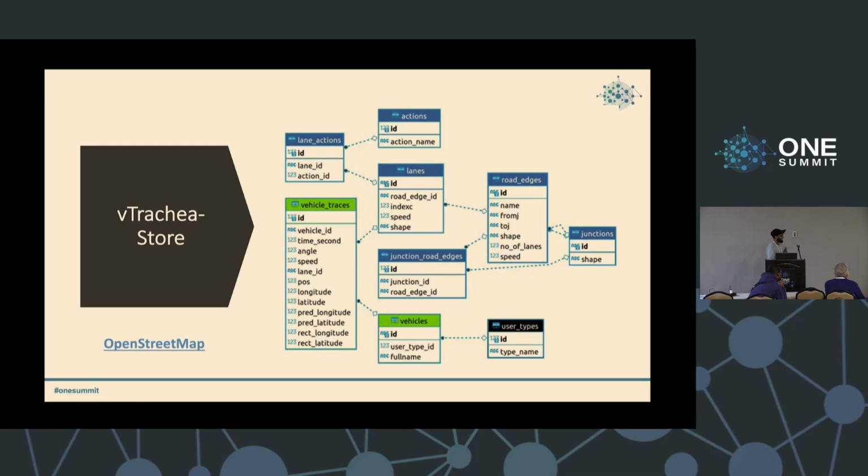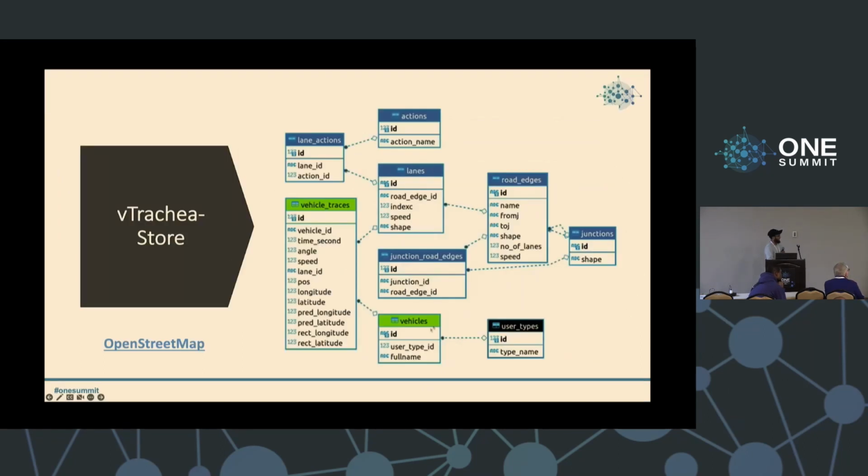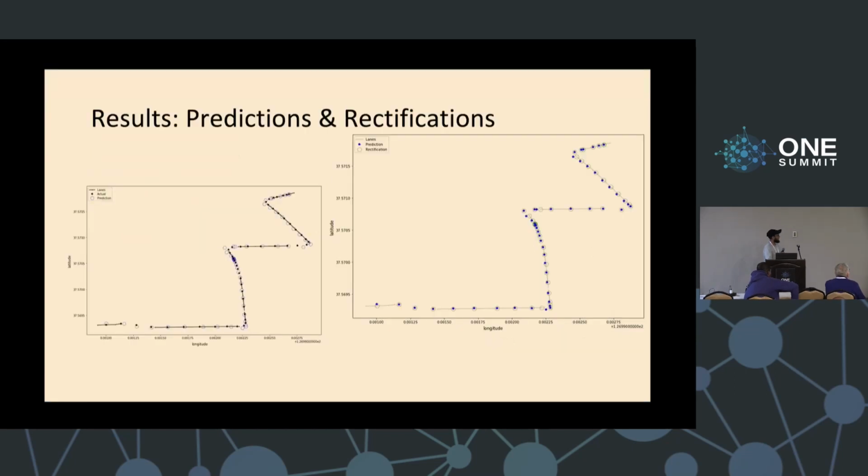This is the vTrackia store that contains the map information and develops the relationship between the vehicle location and the road entities. For collecting these entities data, I used the open source map provider, OpenStreetMap. And for experimentation, I did all this on Ubuntu with the Python language and Jupyter.